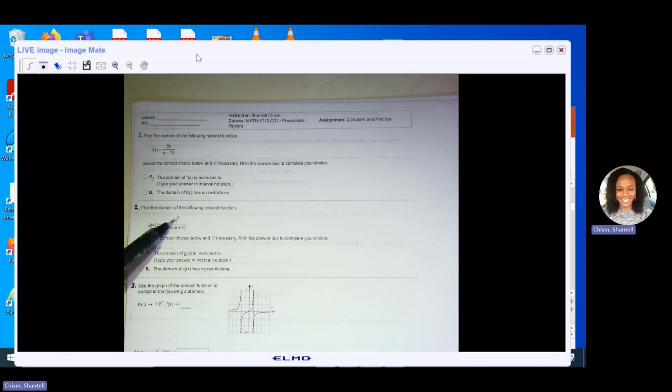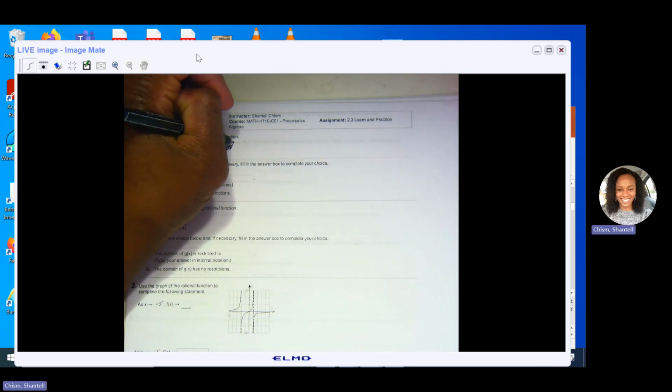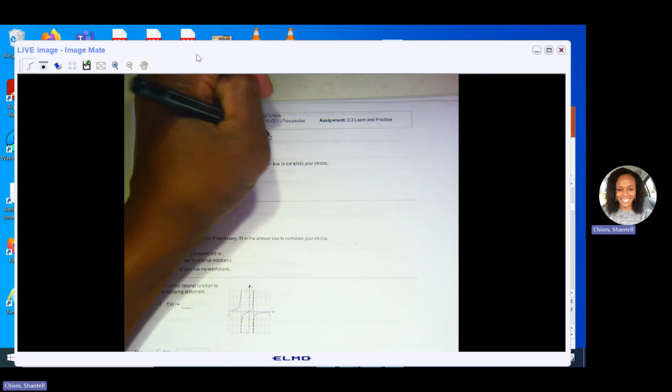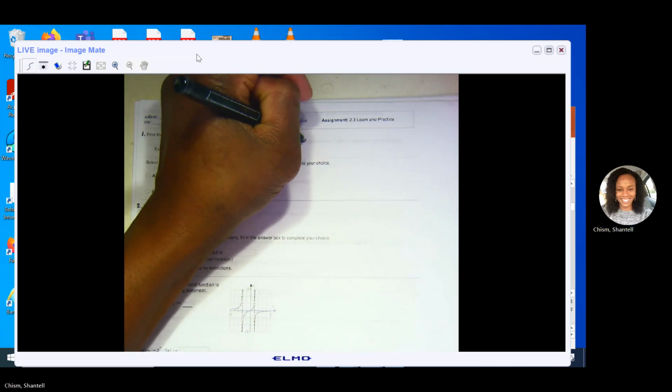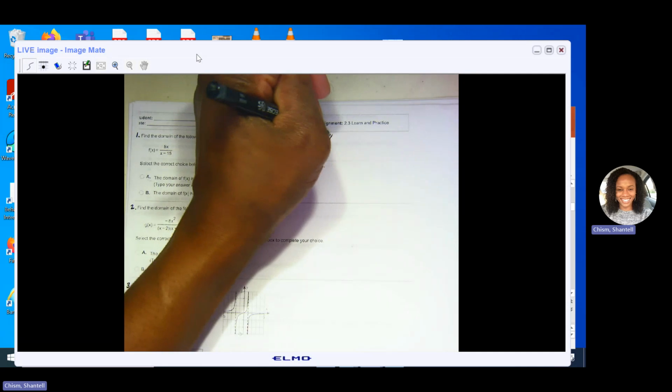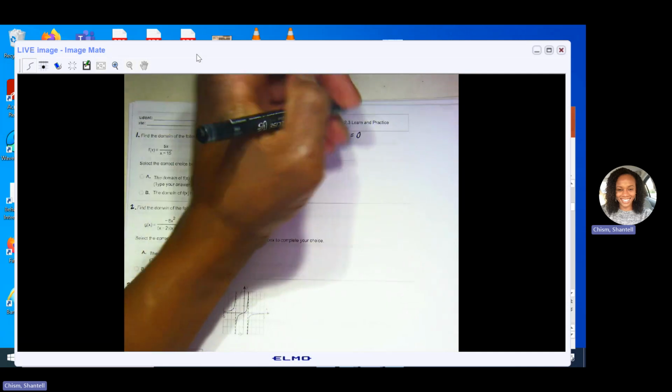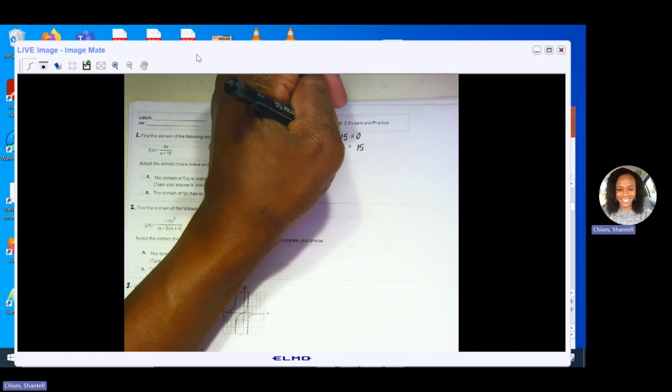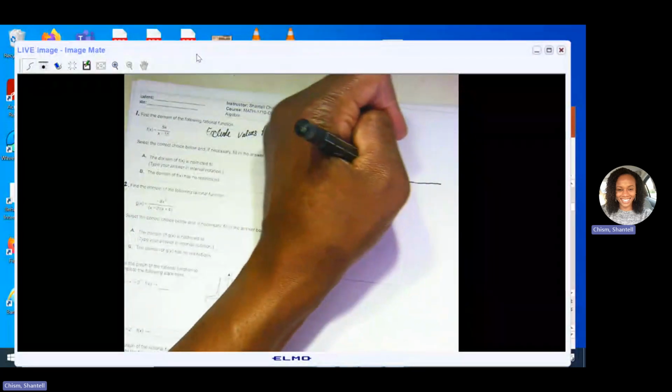This one is negative 8x squared over x minus 2 times x plus 4. I'm sorry, x minus 2 and x plus 4 on the bottom here, whereas you just have x minus 15 here. So remember, we have to exclude values from the domain that will make your denominator 0. So the x minus 15, we place that equal to 0 and we solve, and we just get x equals 15. So that is the value that must be excluded from our domain.